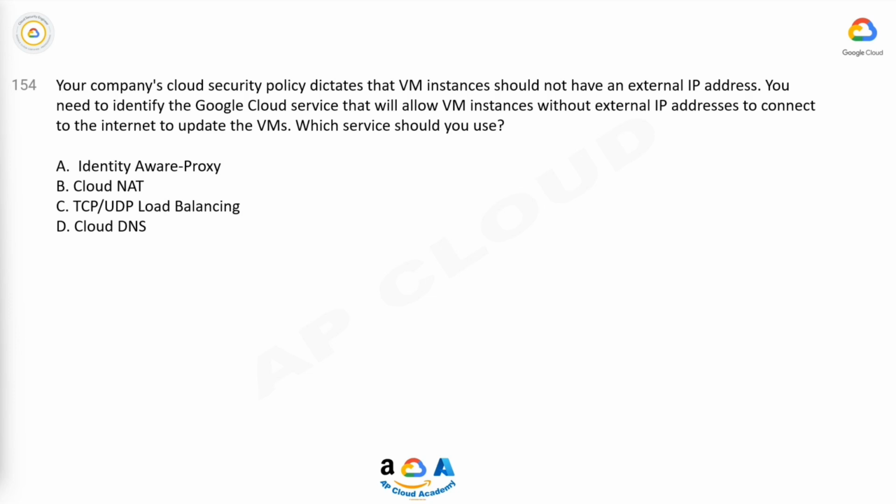A. Identity Aware Proxy. B. Cloud NAT. C. TCP/UDP Load Balancing. D. Cloud DNS. The correct answer is B. Cloud NAT.